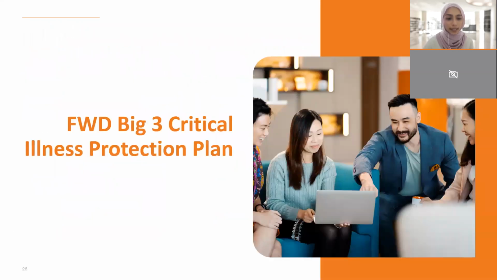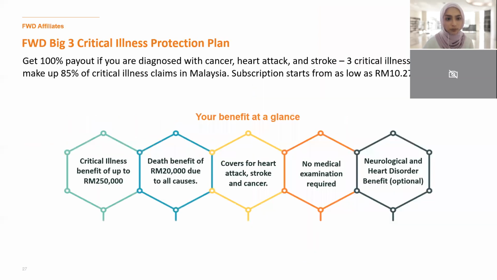Okay, so this is the next plan, which is FWD Big 3 Critical Illness Protection Plan. This is our newest plan that we just launched about a month ago. Big 3 is a plan that covers you for the top 3 critical illnesses that cause death in Malaysia, and these are also the critical illnesses that make up 85% of CI claims in Malaysia. So the 3 illnesses are cancer, heart attack, and stroke.